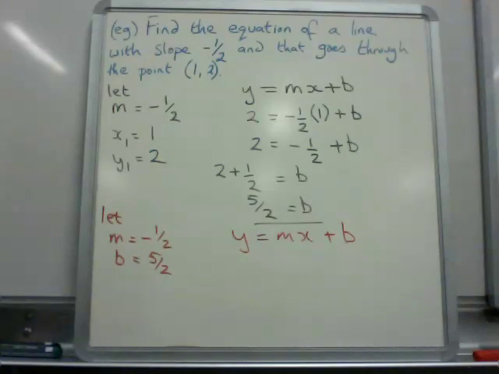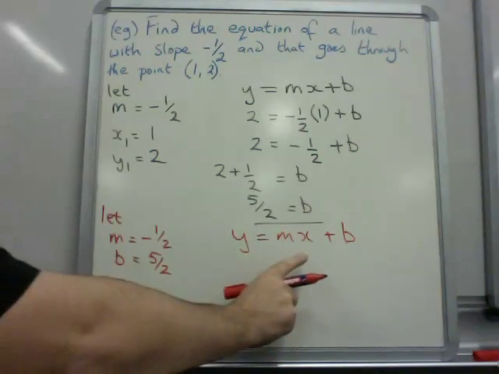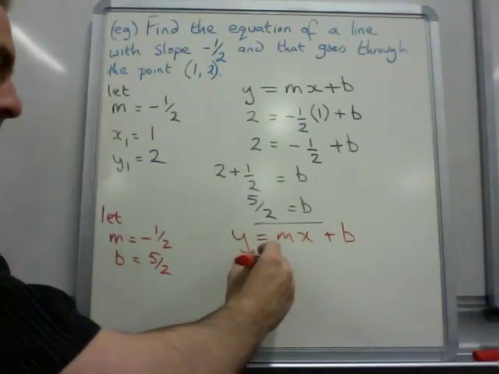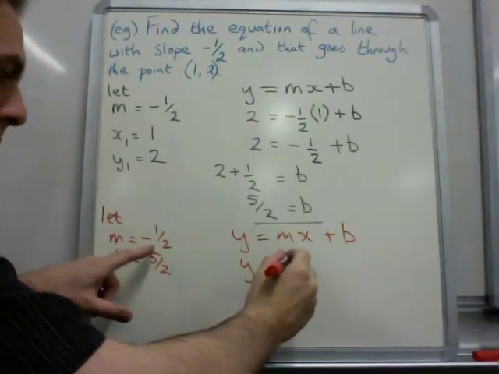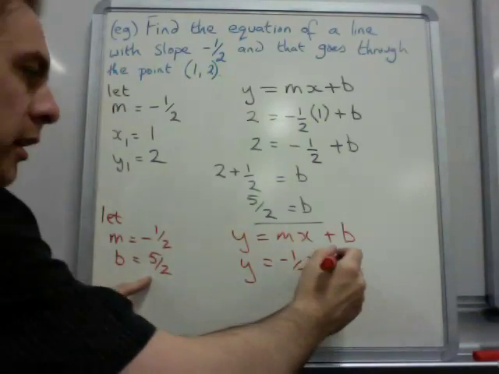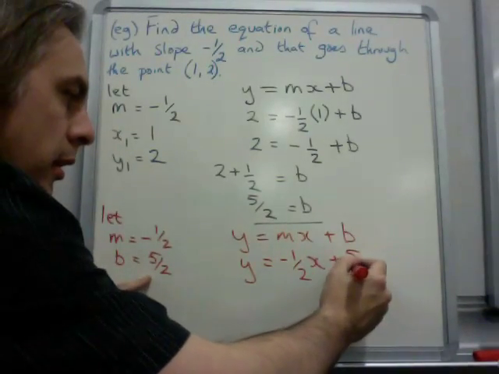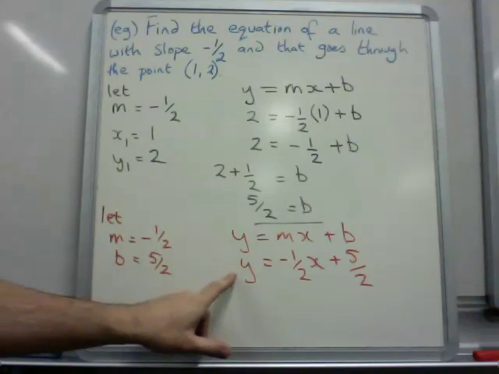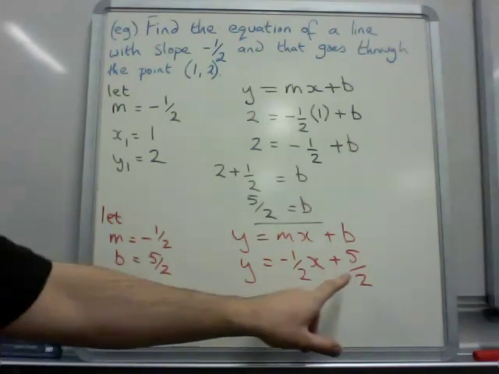Again, we have a list of variables, I have an equation, we bring them together. This time y is y, m is -1/2, x is x, and b is 5/2. Hey presto, you have an equation of a line. And this is in slope-intercept form, y equals mx plus b form.